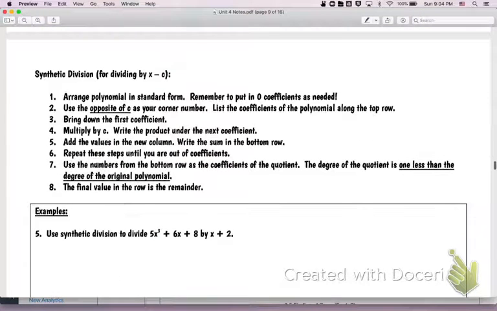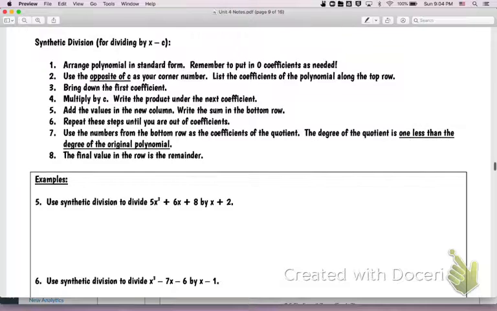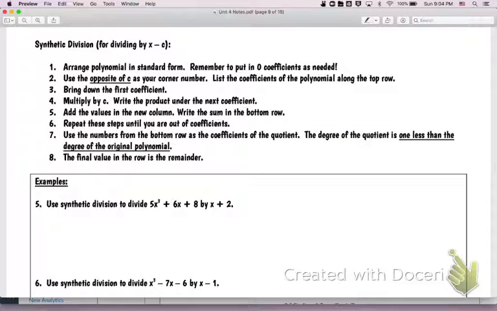So here is a summary of the steps for this. Now, this is really going to be helpful to you as a reference after I've shown you how to do it. So we're not going to read through all of these, but the first 2 steps are really important for us to get started. First, we need to make sure that our polynomial is in standard form and that we put in zeros for missing coefficients as needed, just like with long division.